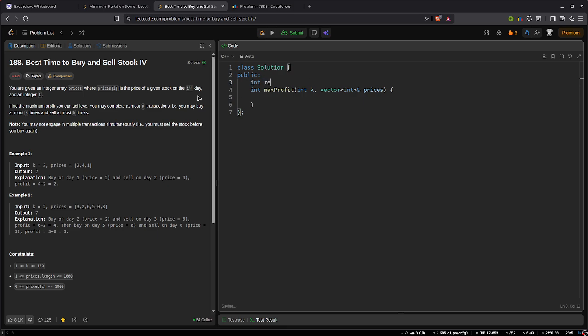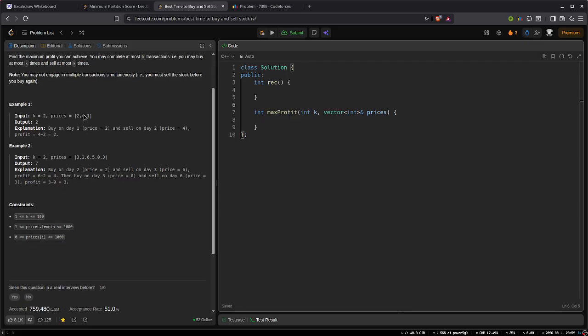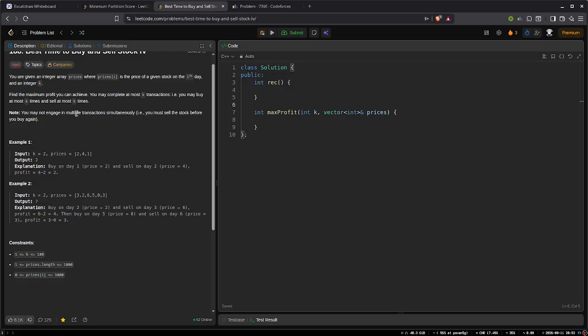So the problem says you are given an integer array prices where prices[i] is the price of a given stock on the ith day, and an integer k. Find the maximum profit you can achieve. You may complete at most k transactions. You may buy at most k times and sell at most k times. You may not engage in multiple transactions simultaneously. You must sell the stock before you buy again.